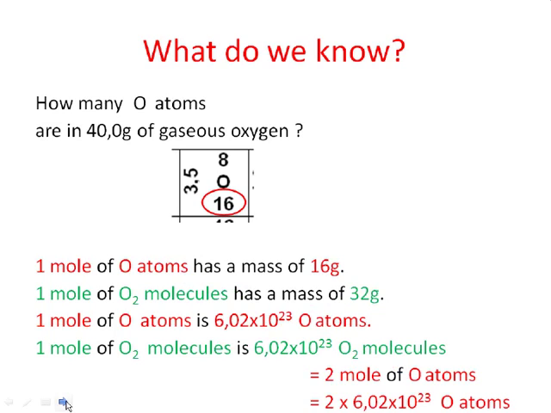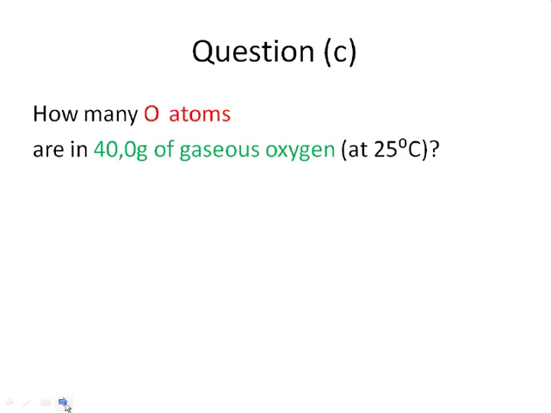Now, 1 mole of O2 molecules can be written in each of these ways. 1 mole of O2 molecules is 6,02 times 10 to the power 23 O2 molecules. It is also 2 moles of O atoms. In other words, it is 2 times 6,02 times 10 to the power 23 O atoms. Let's write this question in an equation form. Pause the video until you've done this.